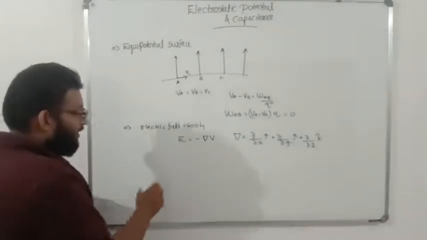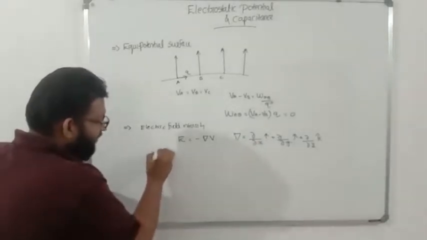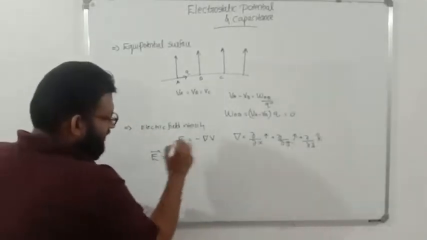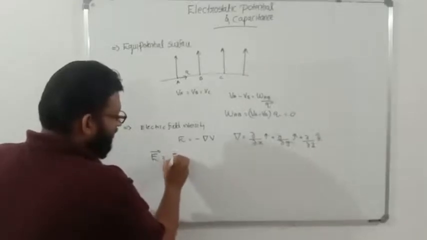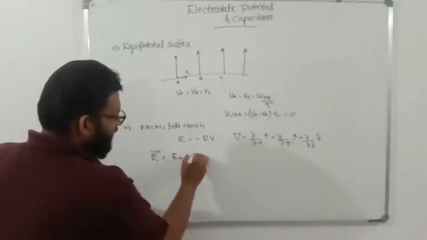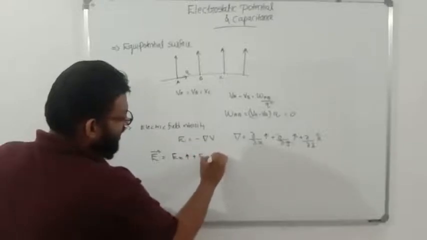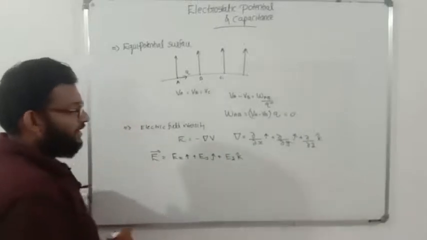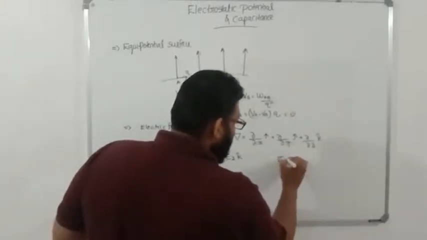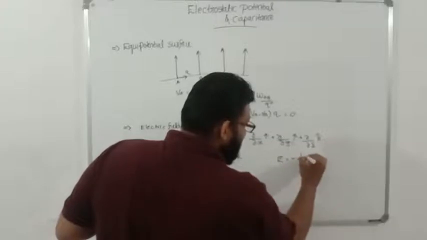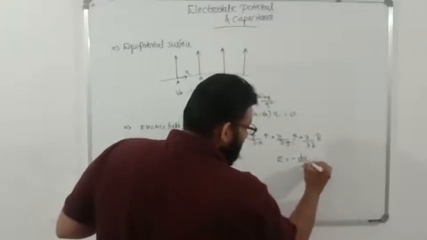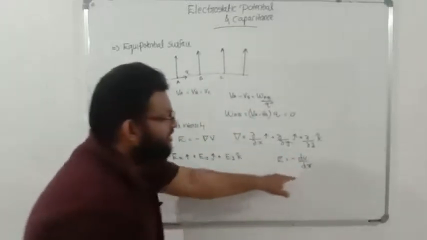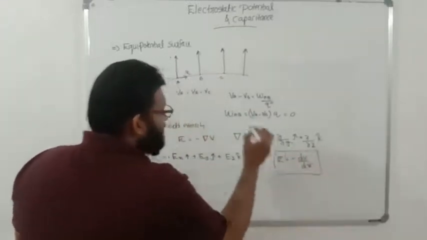Or I can give you another equation. Electric field can also be written as, look here, very easy idea. We can write Ex i plus Ey j plus Ez k, because it's a vector quantity. Now we have an equation: electric field is equal to negative of potential gradient. We have this equation. This is applicable for equipotential surface.